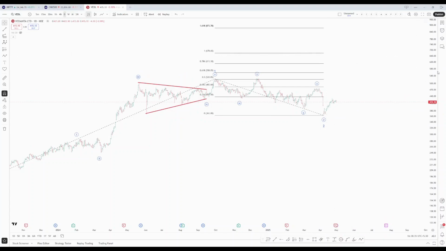Please, strictly I am saying, do not treat this as advice. It is just for educational purposes, and I am not trying to say that this stock will go to this level or any other level for that matter. This is only meant for educating, and that's how it should be treated.